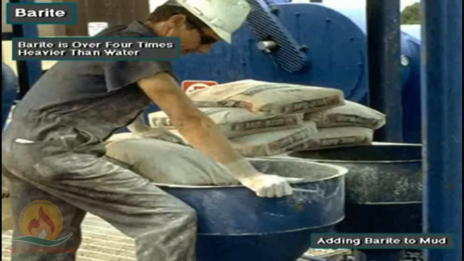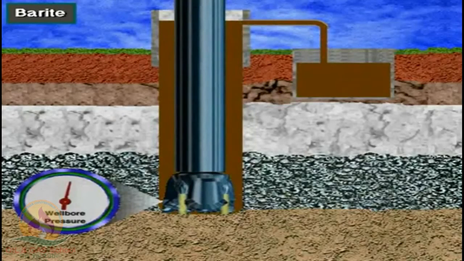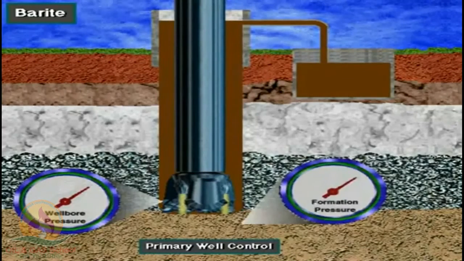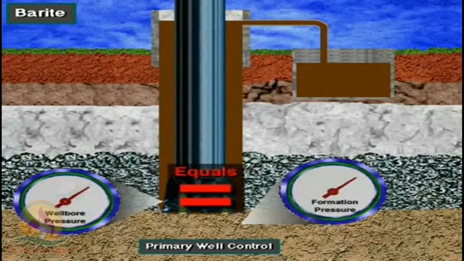Barite is over 4 times heavier than water. Dense mud exerts more pressure than light mud. Weighted mud controls formation pressure. This is called primary well control.